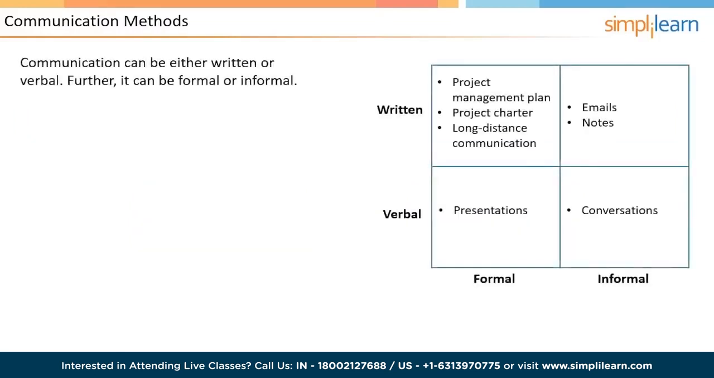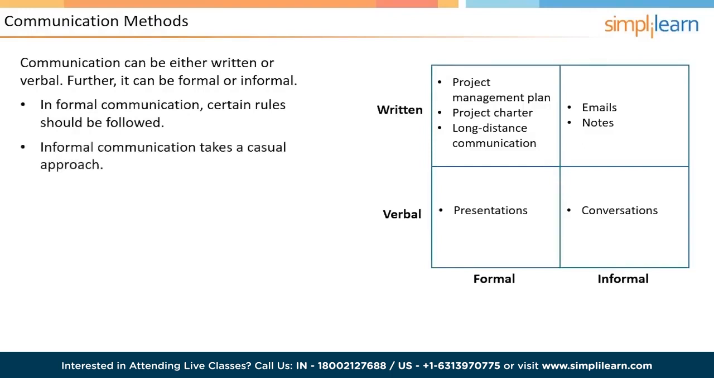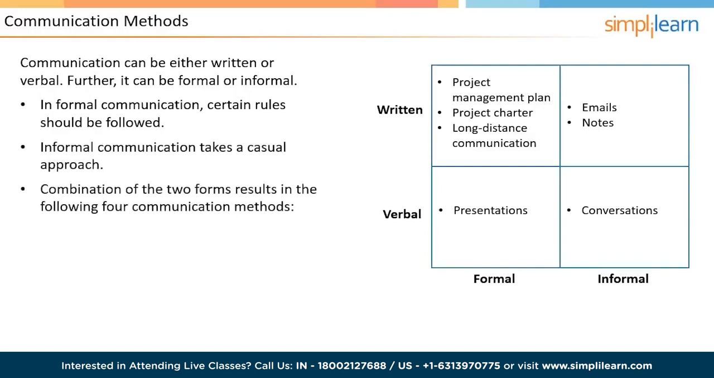Communication can be done in 2 ways. It can be done written or verbal. Both written as well as verbal communication can either be formal or informal. Formal means communicating by following some basic rules, whereas informal means taking a casual approach. These 2 combinations result in 4 different communication methods. They are formal written, formal verbal, informal written, and informal verbal.